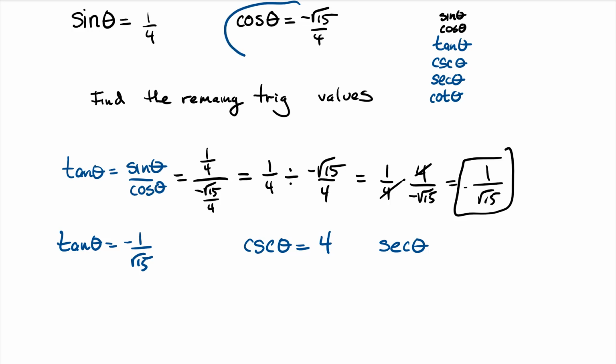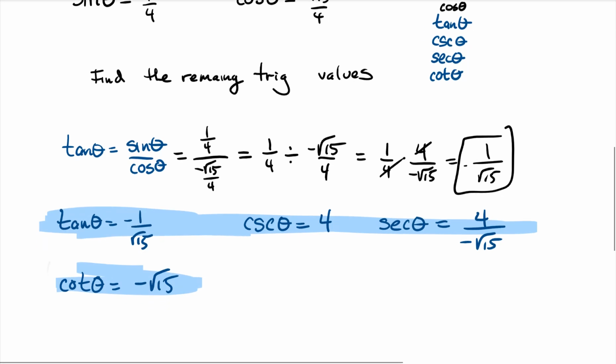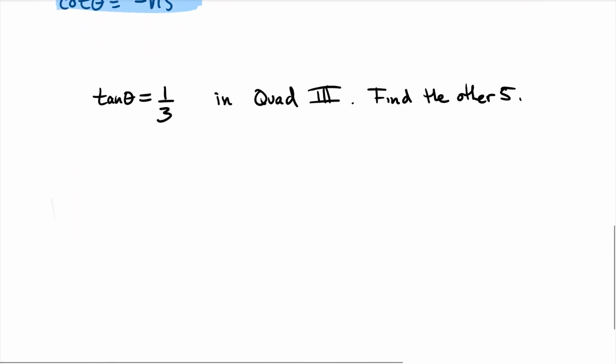Now we want to find out what secant is. It's the reciprocal of cosine. I am not rationalizing the denominator. I'm just going to leave it. And then let's get cotangent. It's the reciprocal of tangent. You get negative root 15 over 1. There's our values. This is not a bad game. This is just solidifying what we know. Now we're going to see another one, but it's going to require a little bit more work.